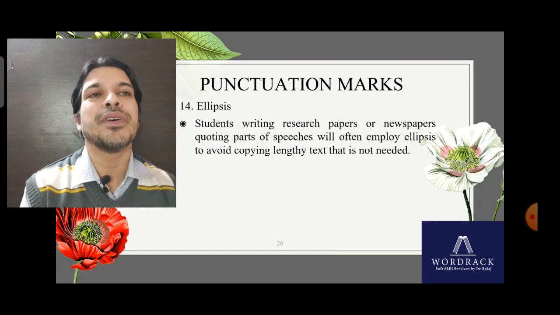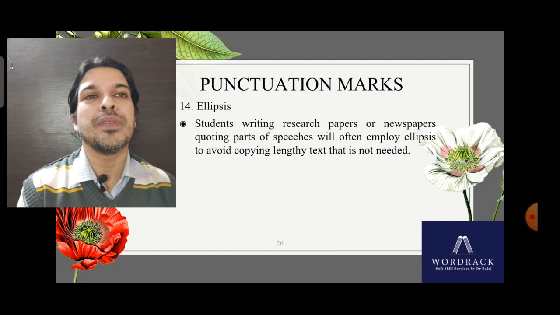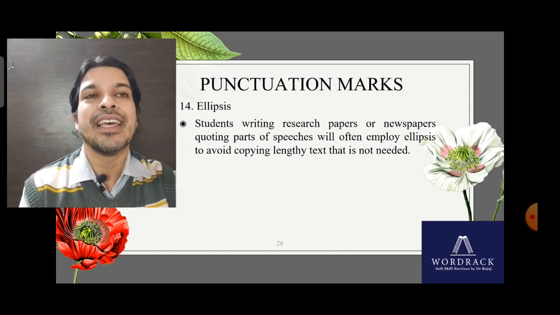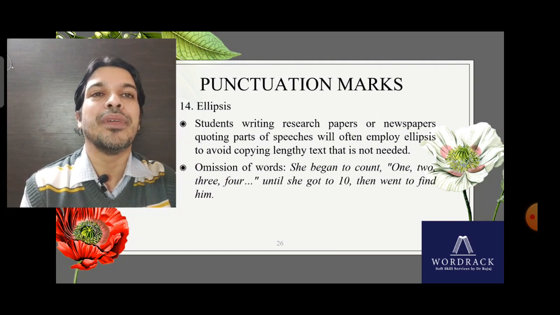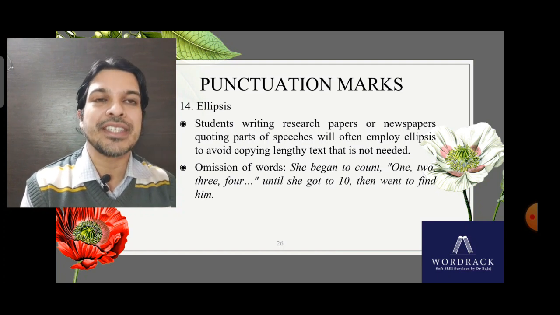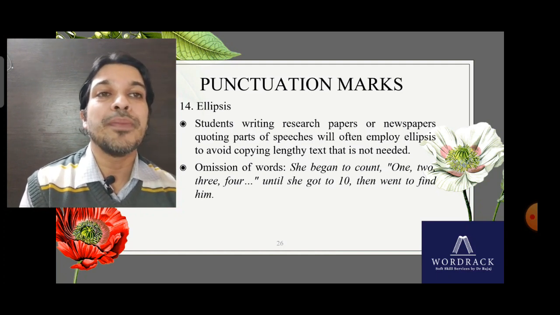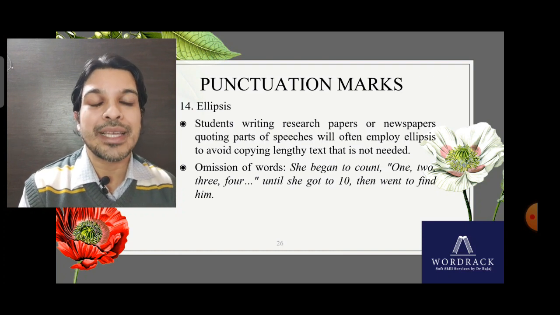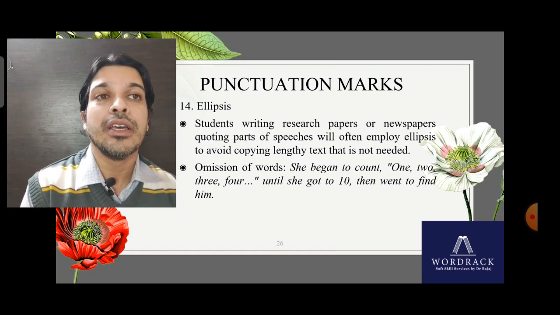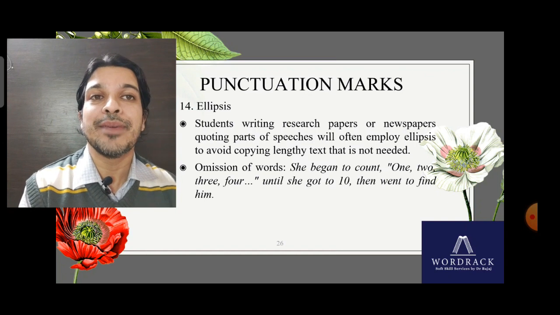Students writing research papers and newspapers quoting parts of speeches will often employ ellipses, as I said earlier on, to avoid copying lengthy text. That is not needed, and here comes the example. If at all we decide to omit words, we can use ellipses. So the example is, she began to count. Now we are quoting someone, but we'll not quote the exact thing. We'll use ellipses here. She began to count "1, 2, 3, 4..." until she got to 10, and then went to find him.